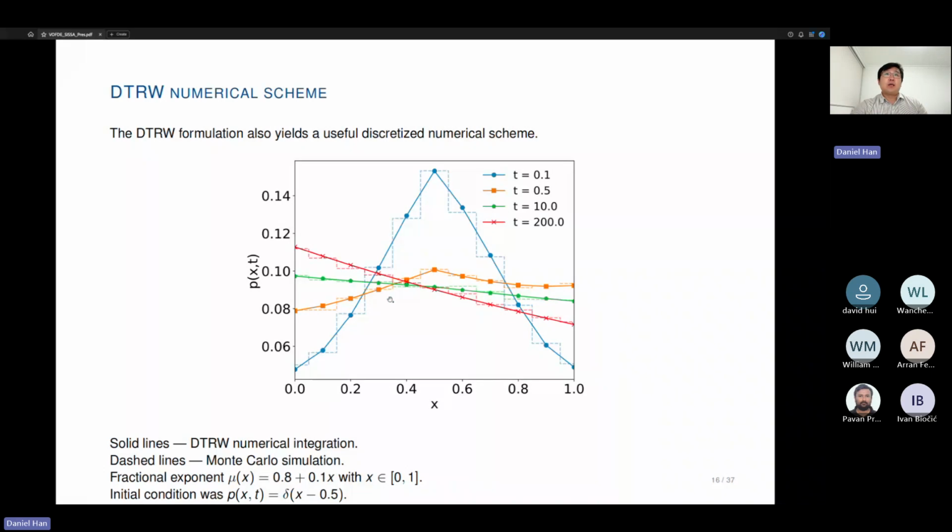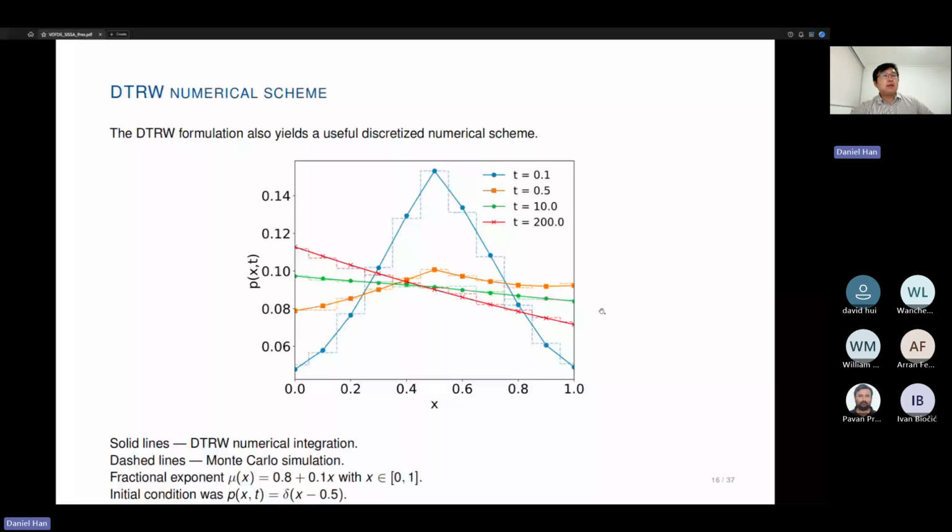Here, what you're seeing in the lines and the markers is the discrete time random walk numerical approximation. The dashed lines that look like bars are a Monte Carlo simulation of the underlying stochastic process. You can see through time that it matches up very well. My fractional exponent has a minimum at x equals 0, and everything started at x equals 0.5.